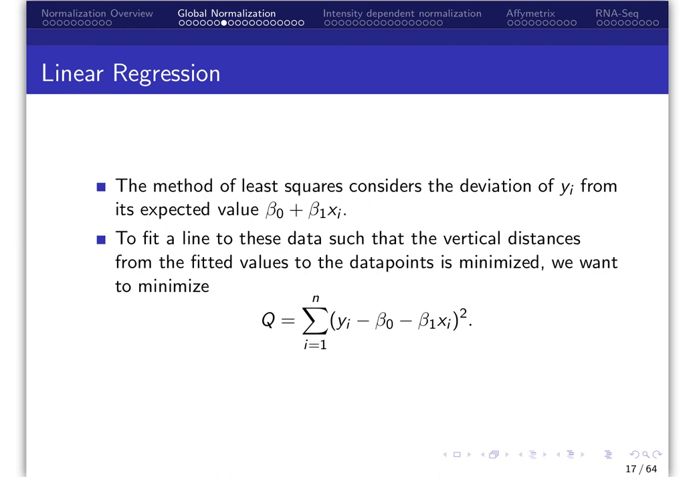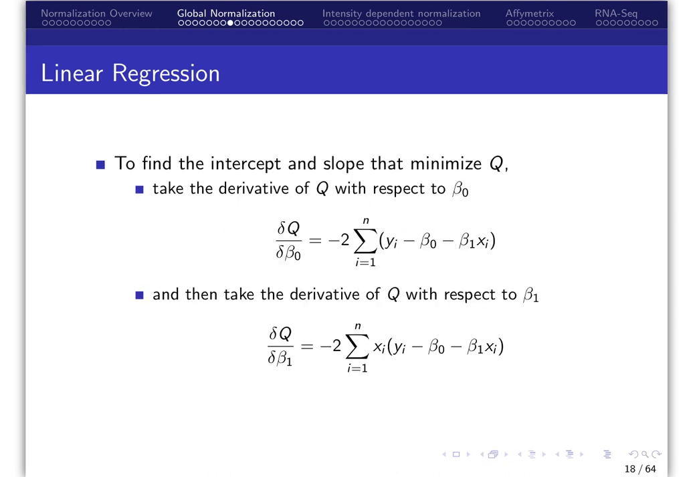The method of least squares considers the deviation of y sub i from its expected value, beta naught plus beta 1 times x sub i. To fit a line to these data such that the vertical distances from the fitted values to the data points are minimized, we want to minimize this equation.